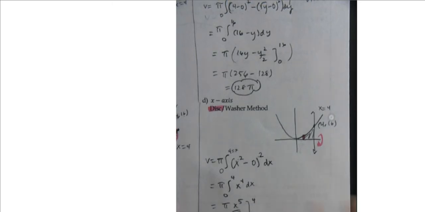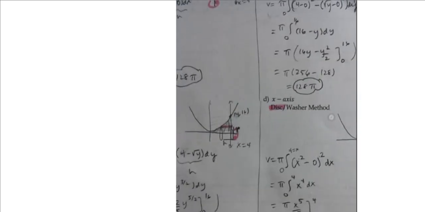Pi r squared dx. Pi from 0 to 4. X squared squared is x to the 4th. Which gives us pi x to the 5th over 5 from 0 to 4. 4 to the 5th, did we do that earlier somewhere? I think so. It should be 1024. Yes, 4 to the 5th is 1024 over 5. If we sub 0 in, it's gone. So we get 1024 over 5 pi. And again, we know we're good because look at same answer.